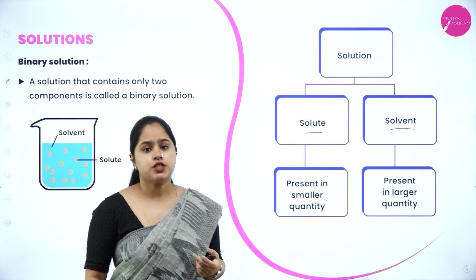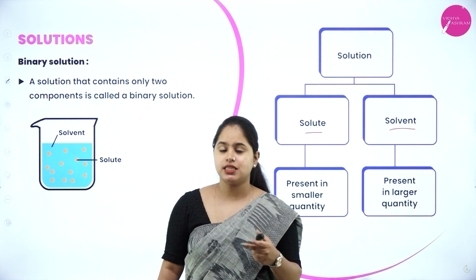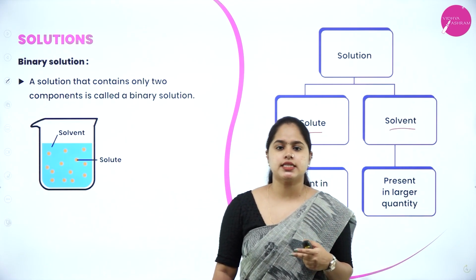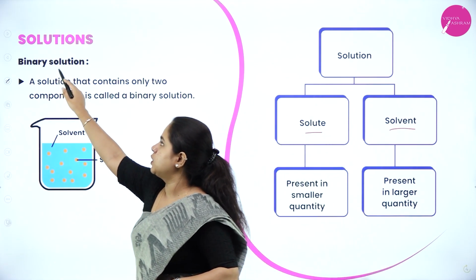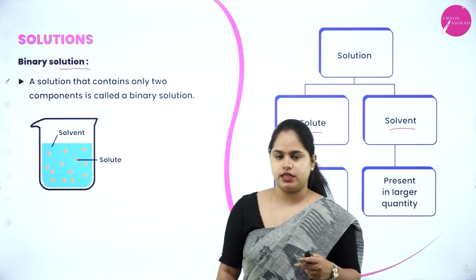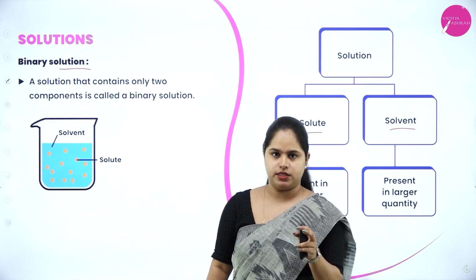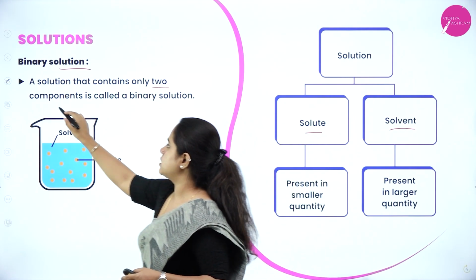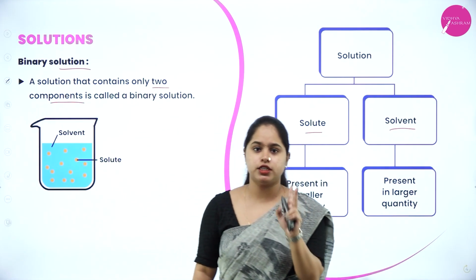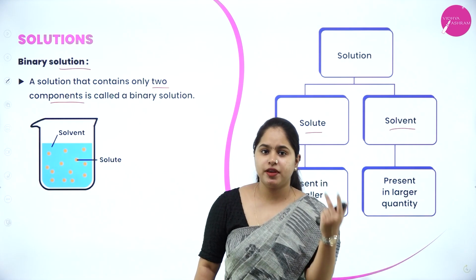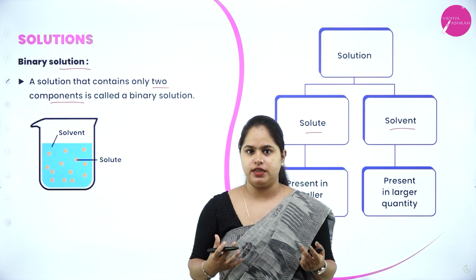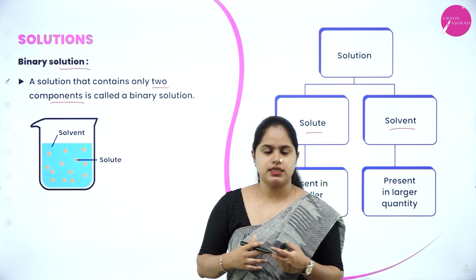Right? So in this session, or in this chapter, we will be only discussing binary solutions. Only binary solutions. That is a solution that contains only two components. We will only be discussing solutions in which there are only two components. There will be one solute and one solvent. Yes, only two components.